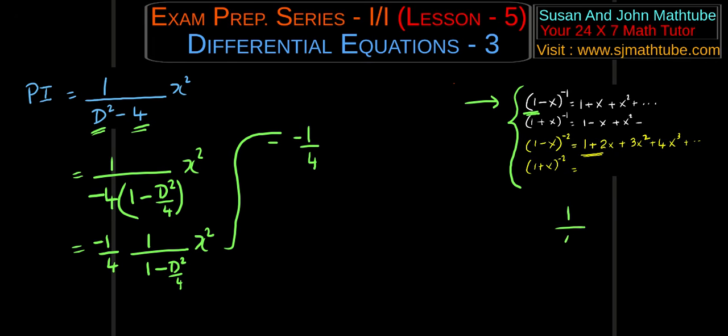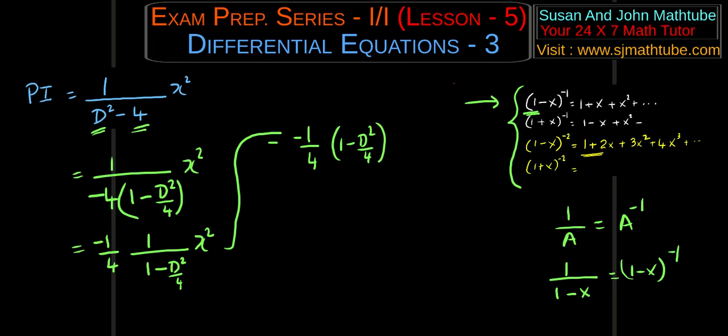What is 1 by a? Isn't it a to the power minus 1? So what is 1 by 1 minus x? Yeah, that will be 1 minus x the whole power minus 1. So we are going to get 1 minus D square by 4 the whole power minus 1 of x square. Okay, now we are allowed to use this formula because it's in the form 1 minus. And don't forget the trick, if you have two negatives, all will be positive.